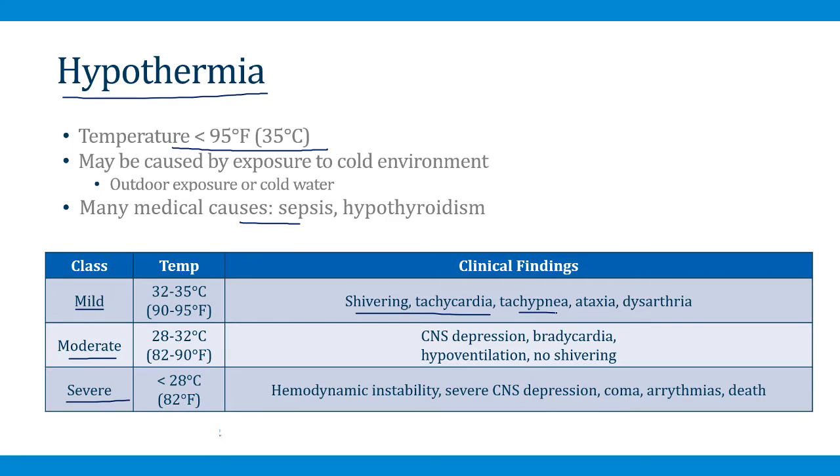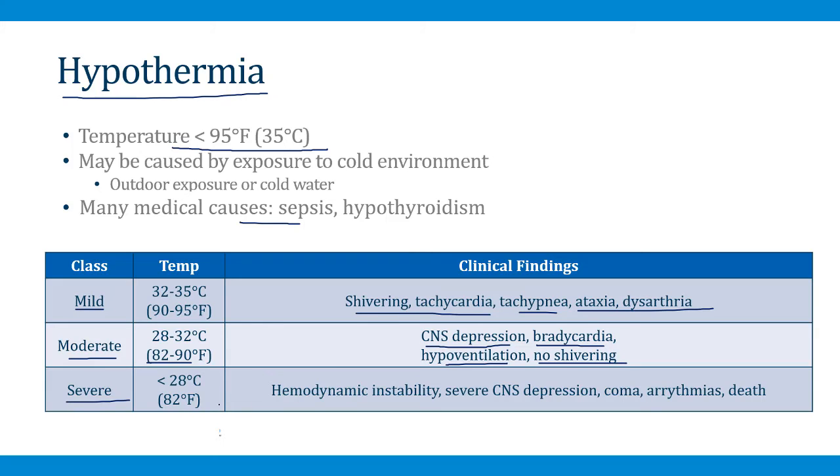Patients can breathe faster, and muscles can become immobile, and that can lead to ataxia and dysarthria. In moderate hypothermia, which is below 90 degrees Fahrenheit, CNS depression begins to occur, and so when this happens, patients can develop bradycardia and hypoventilation, and often they are not shivering. The absence of shivering in someone who is hypothermic is an ominous finding.